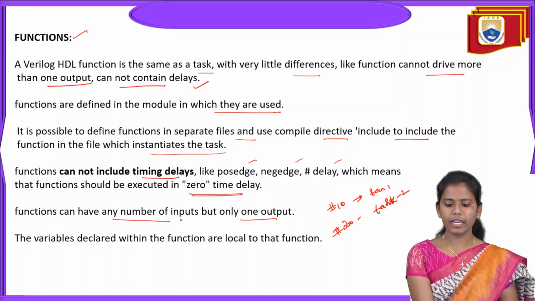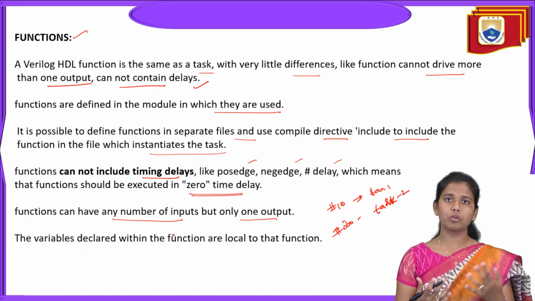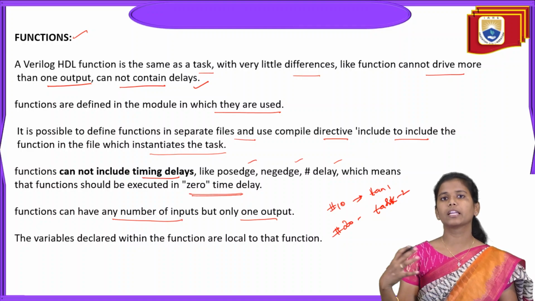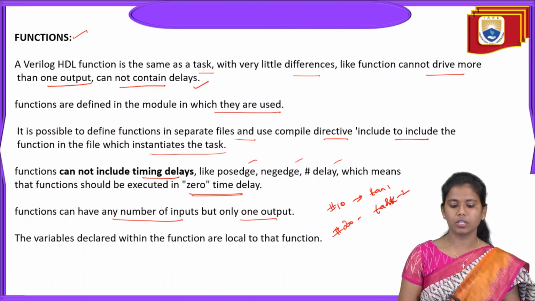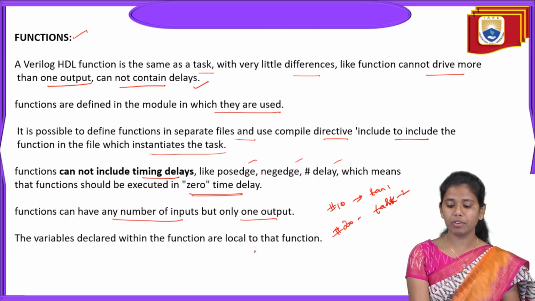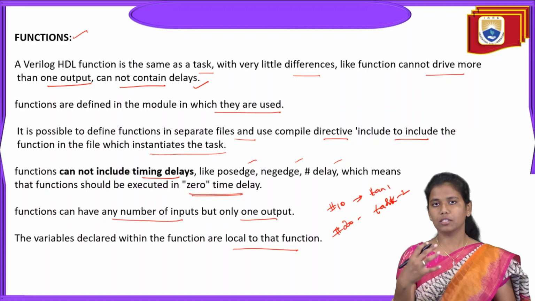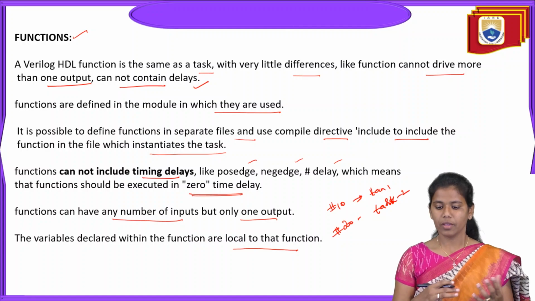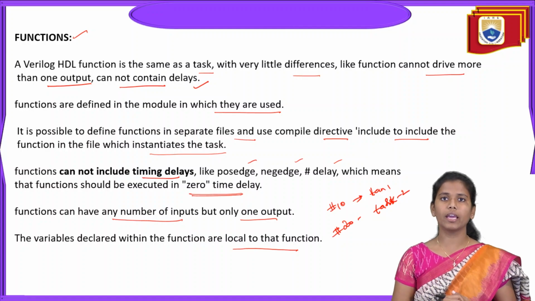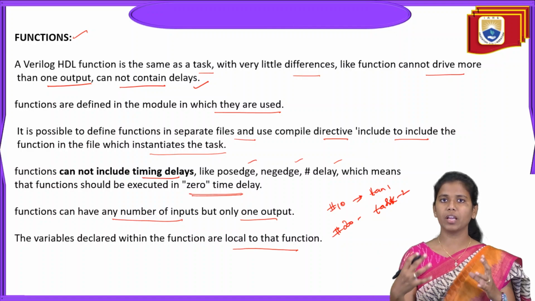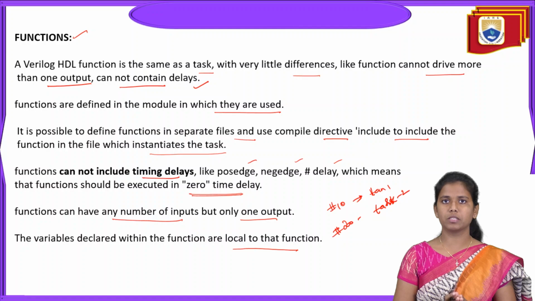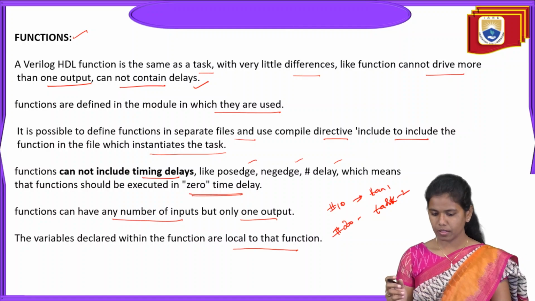They can have any number of inputs, but a function can give only a single output. Then the variables declared within the functions are local to that function. So whatever variables are associated with that particular function are local. It's not global, but they are the local variables pertaining to that function.